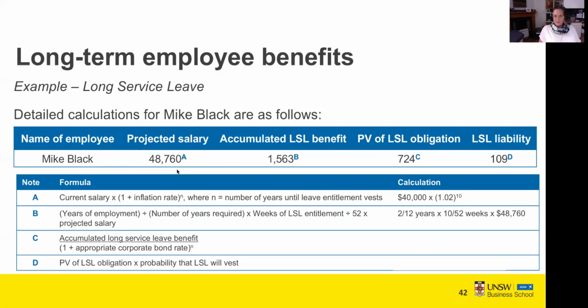I now need to calculate the present value of that accumulated benefit. The discount rate for the corporate bonds with a 10-year term is 8%. So the formula to calculate the present value is his accumulated benefit divided by 1.08 to the power of 10.